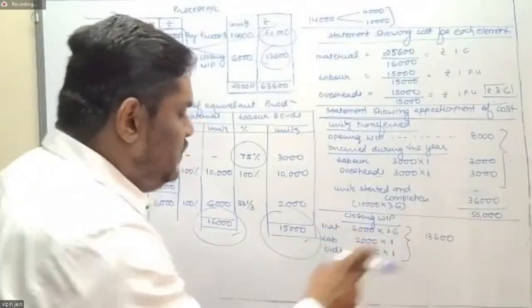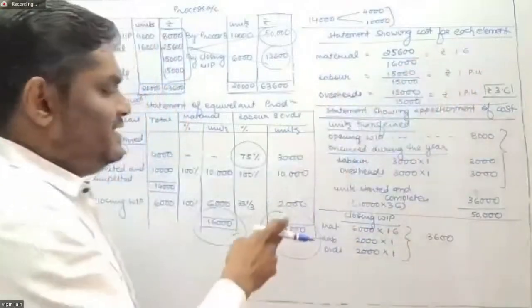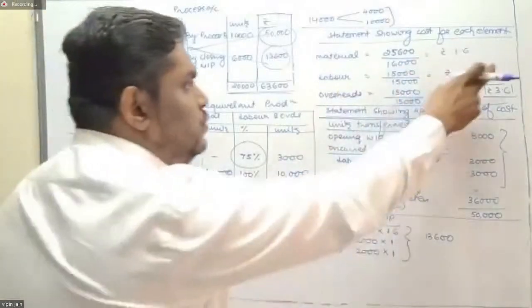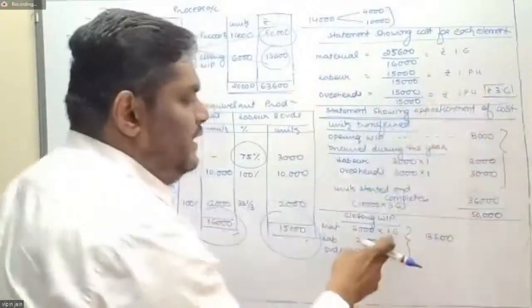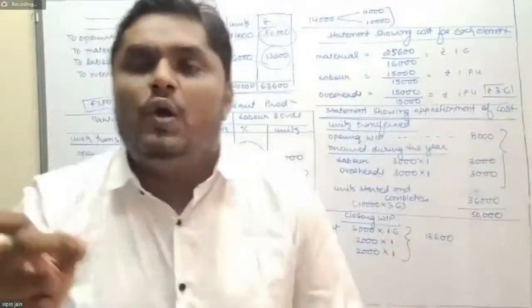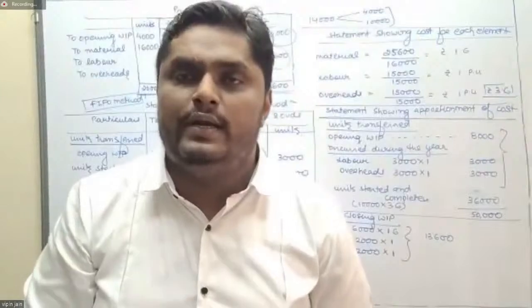So 6,000 into 1.6. In case of labor and overheads, it is 2,000. So 2,000 into 1 and 2,000 into 1. So this is how the value of closing work in progress is calculated.